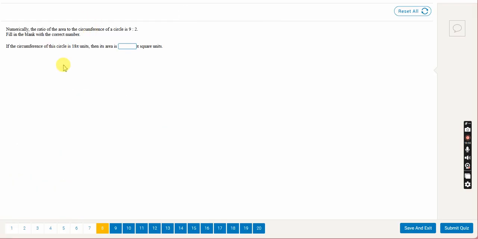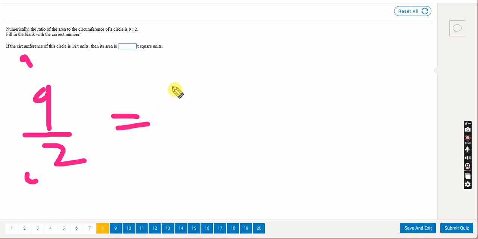Okay. Numerically, the ratio of area to the circumference is 9 to 2. Fill in the blanks. If the circumference of the circle is 18 pi units, then the area is... So remember, they're telling you the ratio of the area to circumference is 9 to 2. They told you the circumference is 18 pi, and it means you don't need to multiply the pi into it. Even if they have it in the formula, you don't have to multiply by 3.14, which is pi. So area A at the top and C at the bottom, is equal to 18 pi, which is 18 here, over x.